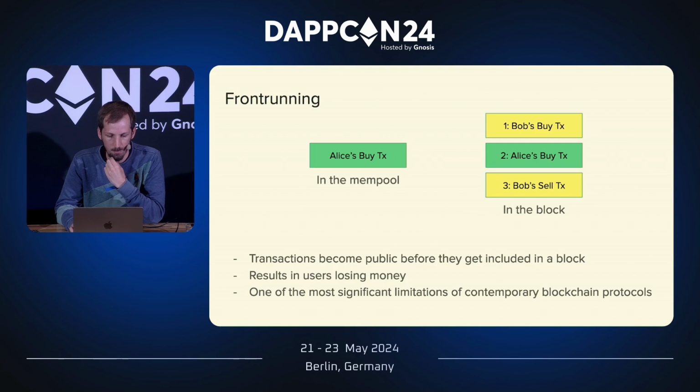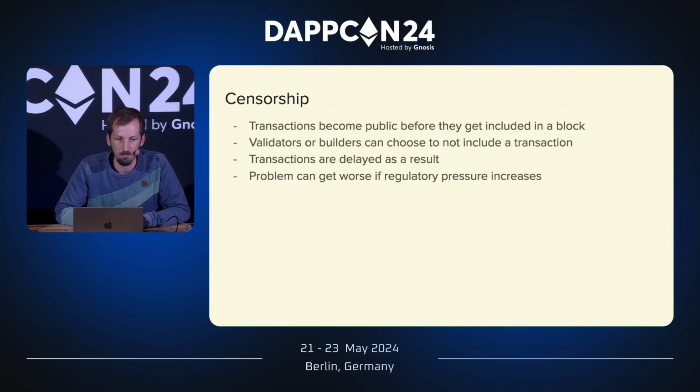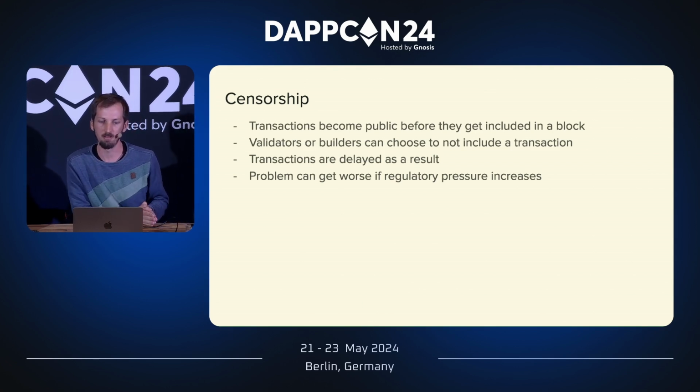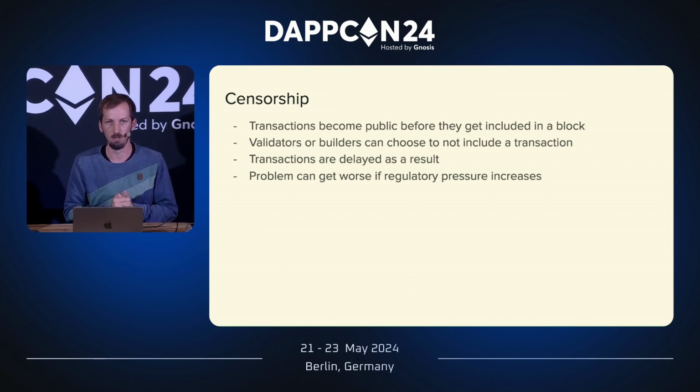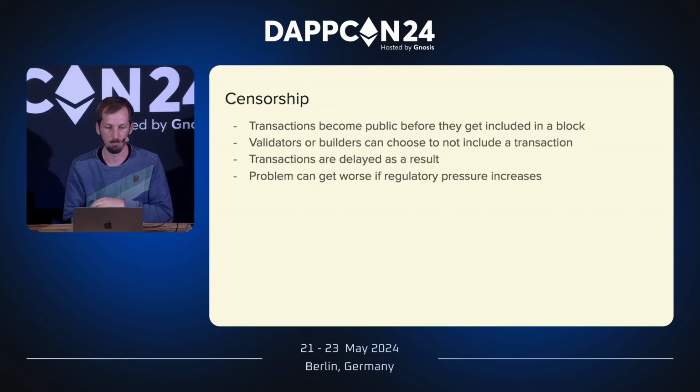Another aspect of this is, for the same reason, because transactions become public before they get included, this also allows censorship. A validator or a block proposer who sees your transaction can decide, I don't like this transaction, and not include it in a block. Fortunately, most blockchains, and in particular Gnosis chain, have many validators. So if one validator censors you, the next validator or the one after that can include it. It doesn't mean that your transaction will never be included, but it might take some time. So this sort of attack will delay the inclusion of your transaction.